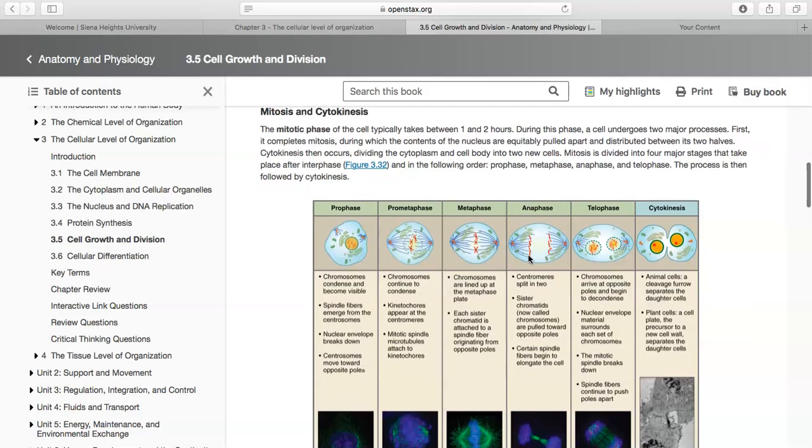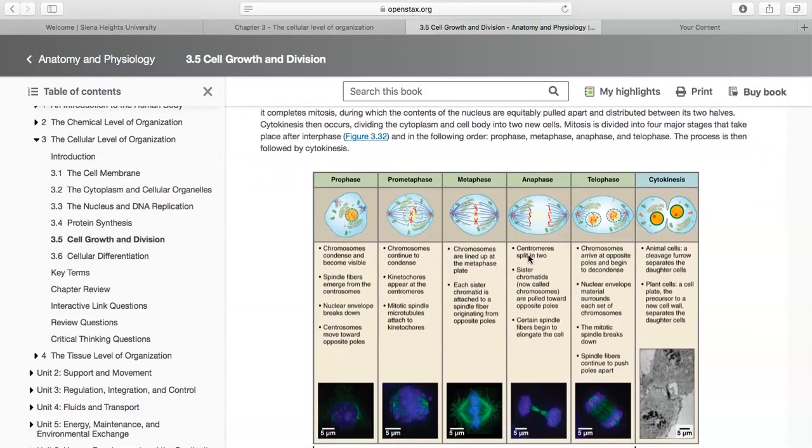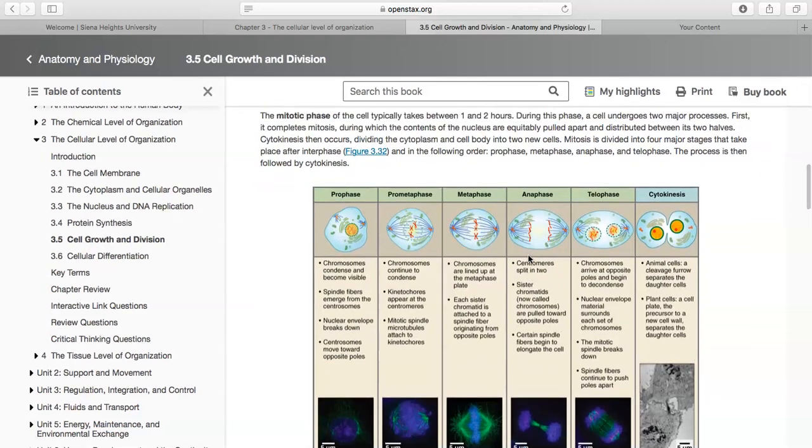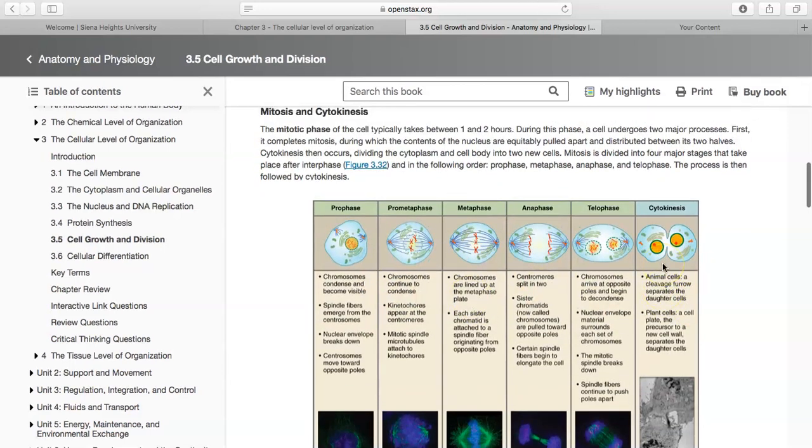And so once again, all of this is really just going to be a basic walkthrough because we could spend a 50-minute lecture talking about each step of mitosis here. But let's just do really basically, okay? So now we're in M phase. Look at this. M phase typically only takes 1 to 2 hours. And during this phase, a cell undergoes two major processes. First, it completes mitosis, and then it does cytokinesis, where it just divides into two.